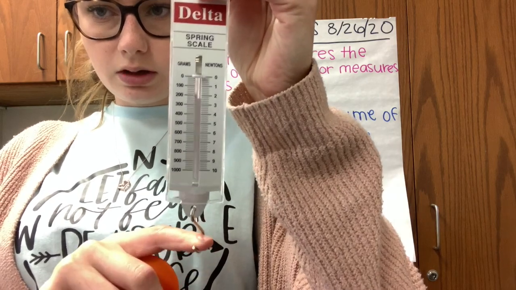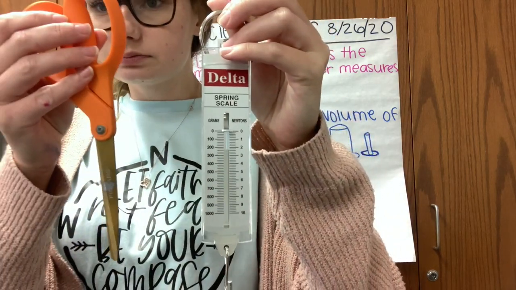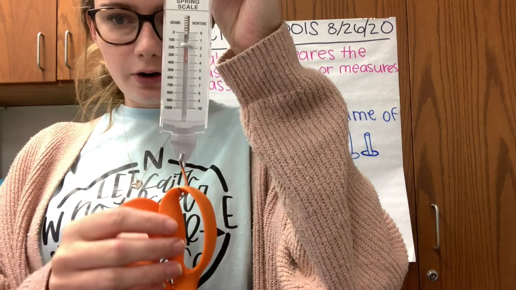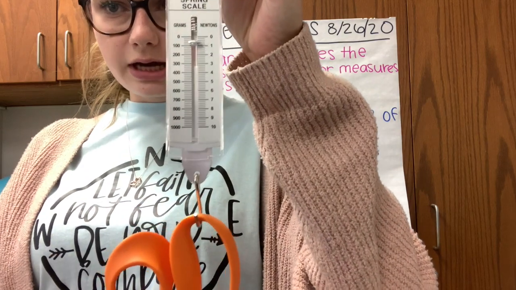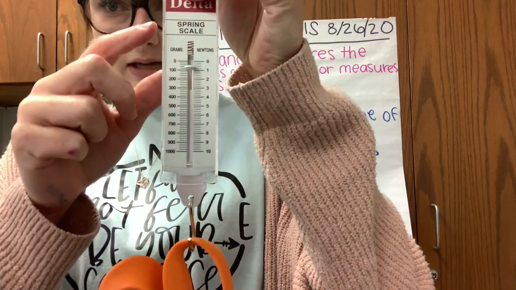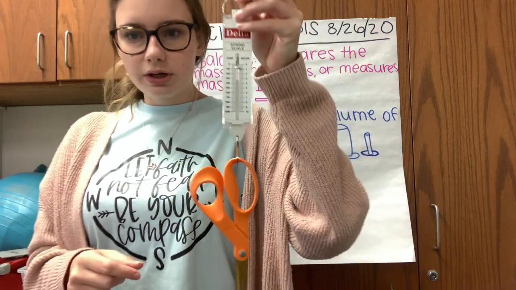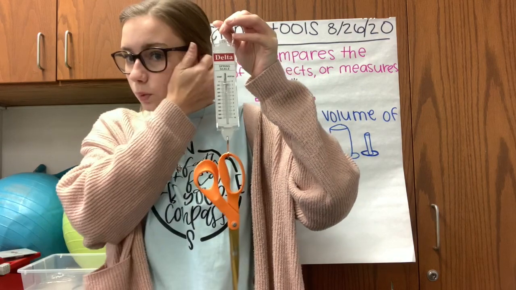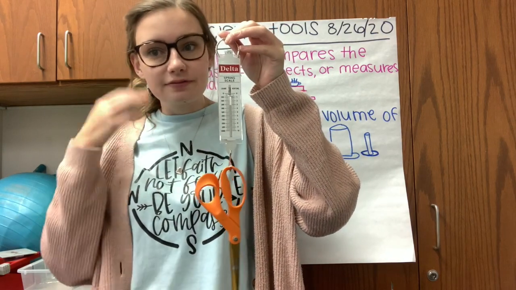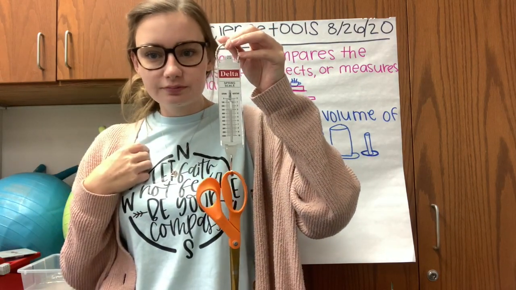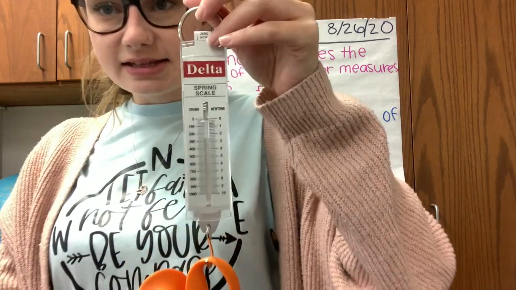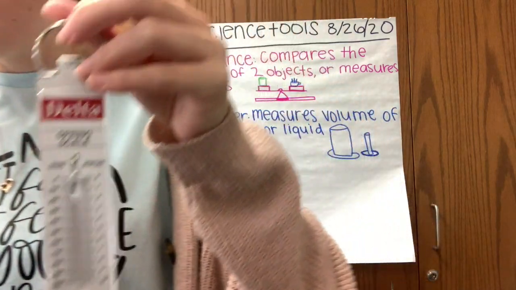Okay? So when I put my scissors on this spring, it goes down. It went down to about 80 grams. So we know that my scissors weigh, or have the mass of, 80 grams. So that is a spring scale. Let's write it down.